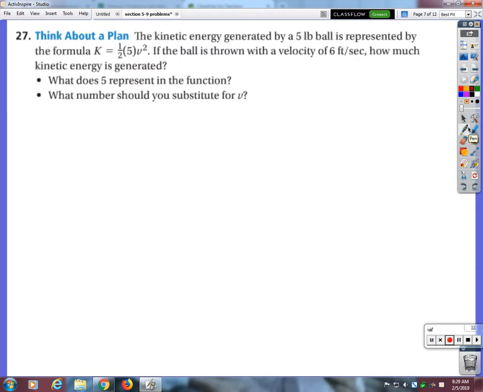The kinetic energy generated by a 5-pound ball is represented by the formula K equals 1/2 times 5 times v squared. If the ball is thrown with velocity 6 feet per second, how much kinetic energy is generated? Yes, I got everything for that. Good. Any questions? Yeah, isn't that pounds? Yeah, you're right.